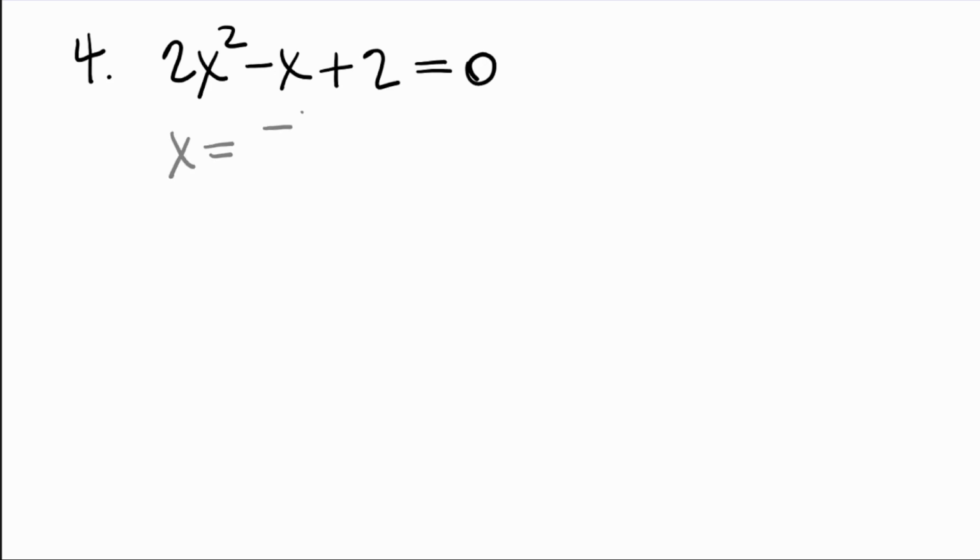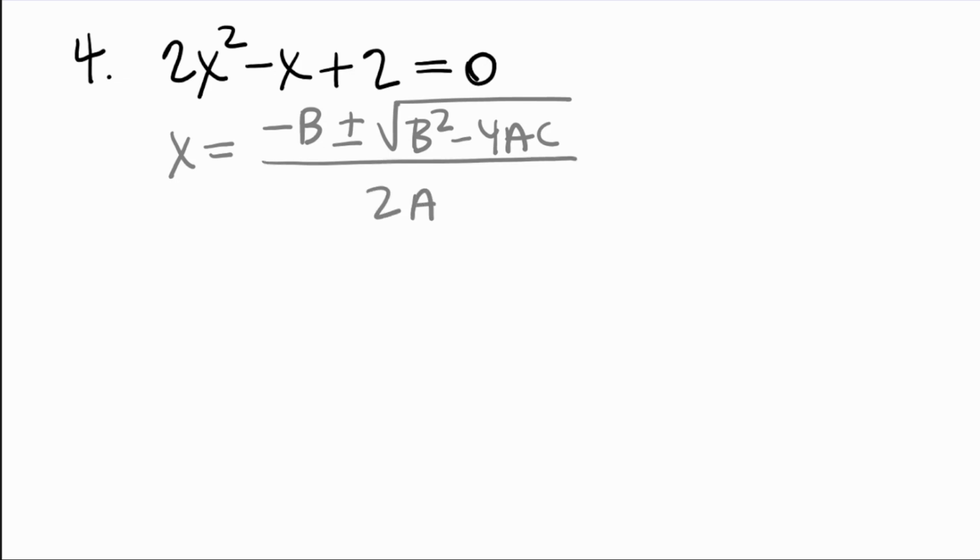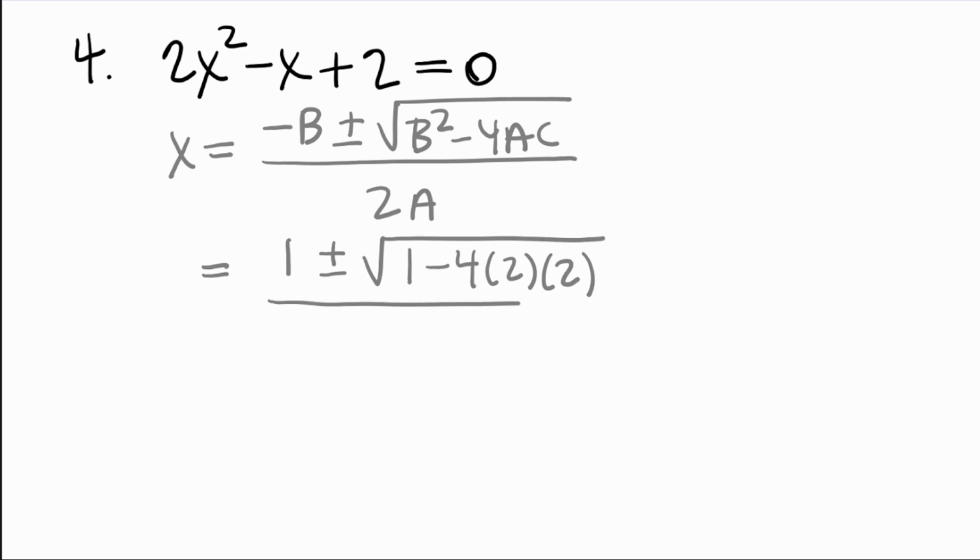x equals negative b plus or minus the square root of b squared minus 4ac, all divided by 2a. That's going to be negative 1, so it'll be positive 1, plus or minus the square root of b squared, which is negative 1 squared, positive 1, minus 4 times 2 times 2. Okay, that's got me taking the square root of a negative number, so I know that's going to be no real solution.